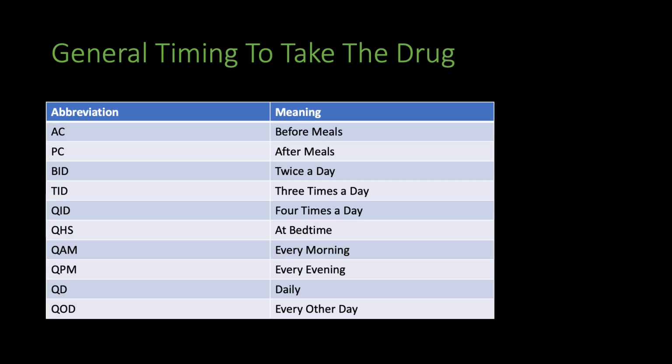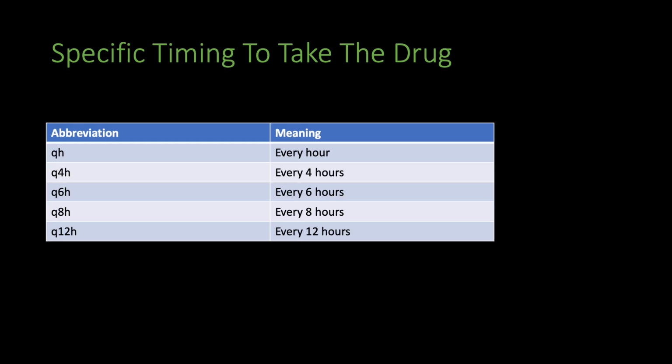QAM every morning, QPM every evening, QD daily, or once daily, and then QOD every other day. So these are very straightforward. You should be able to know how these SIG codes are written. You should know how to write them. You should know how to translate them into actual meaning. So hopefully you'll be able to get through that step.